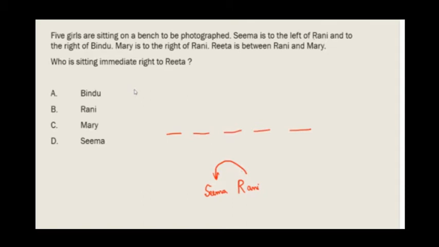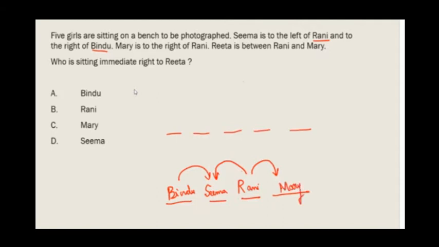Seema is to the left of Rani and to the right of Bindu. That is, right of Bindu means to say that Seema is between Bindu and Rani. Simple as that. So I got three arrangement. That is Bindu, Seema, Rani. This is the way in which they can be arranged. Now Mary is to the right of Rani. So right of Rani is nothing but you have Mary.